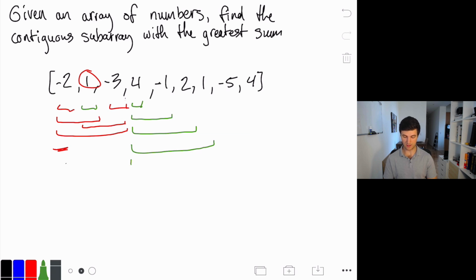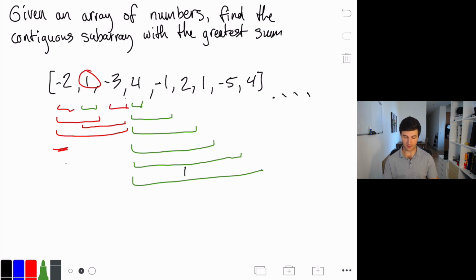It could even be 4, it could start with this. It could even include the -5, because this is still positive. The sum of this whole thing is 1, right? And so if there was a lot of stuff here at the end, we might want to prepend 1 onto the rest of that. And then finally, it could be this whole thing, because all of these are positive.